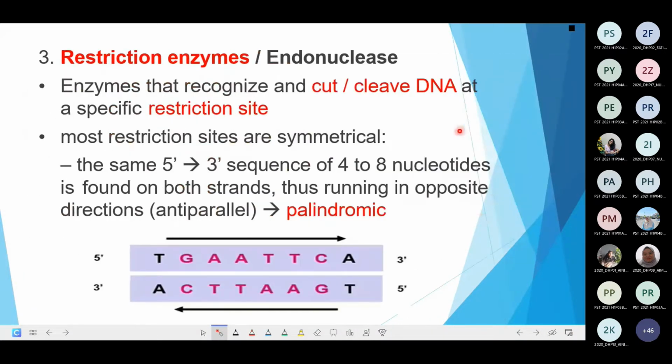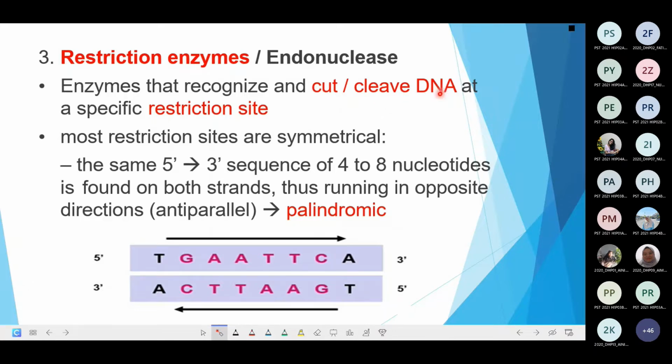For the third tool, number 3 will be the restriction enzyme. Okay, the restriction enzyme, or sometimes we can also call it the endonuclease. But we prefer you to use this term, the restriction enzyme. From the word restriction, we should know that this involves cutting. Restriction means to cut, potong, and so this is a type of enzyme that will cut or cleave a particular DNA molecule.